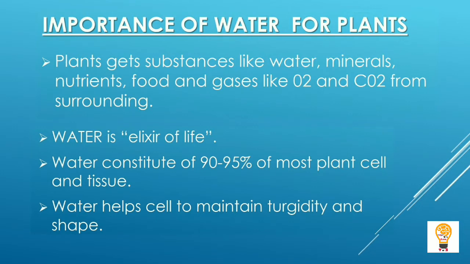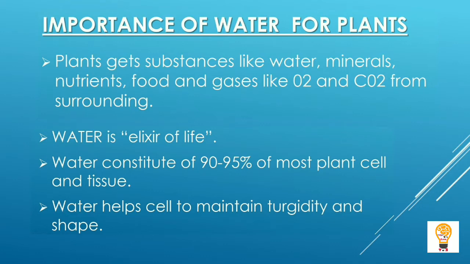Plant substances or tissues, for example cellulose, proteins and other nutrients, are there. In most of them, 90 to 95% of the content is only water. The fourth point: water helps the cell to maintain turgidity and shape.